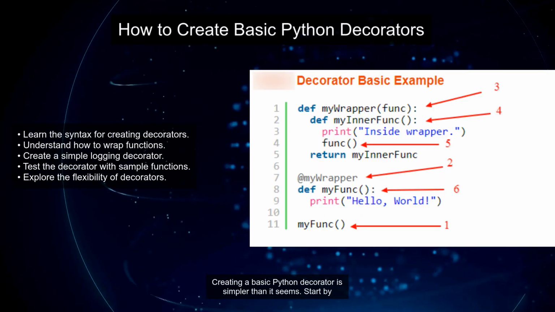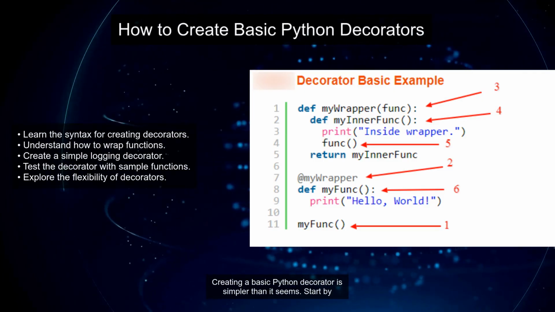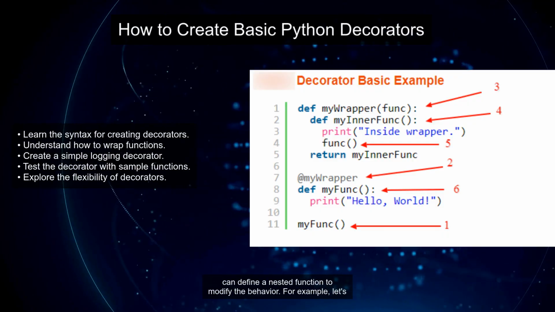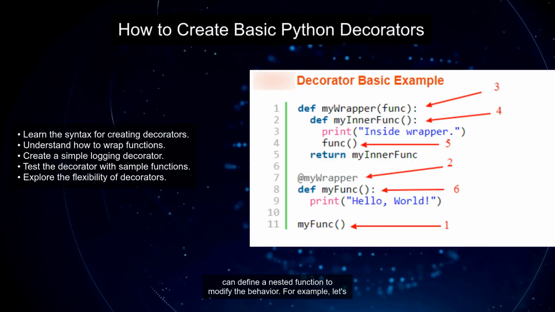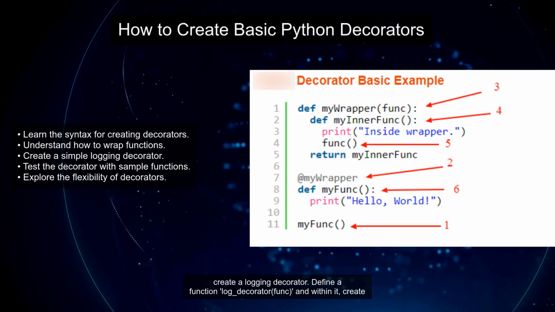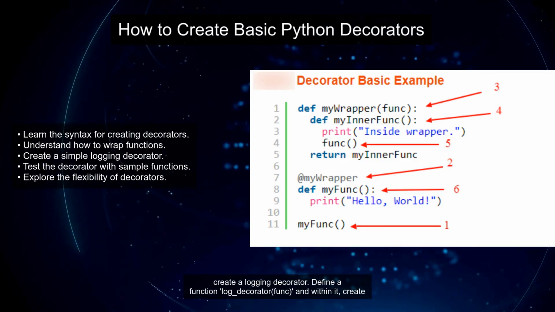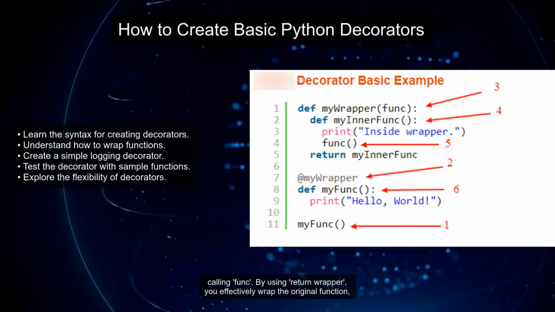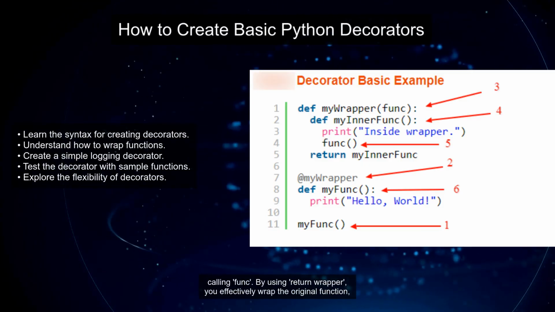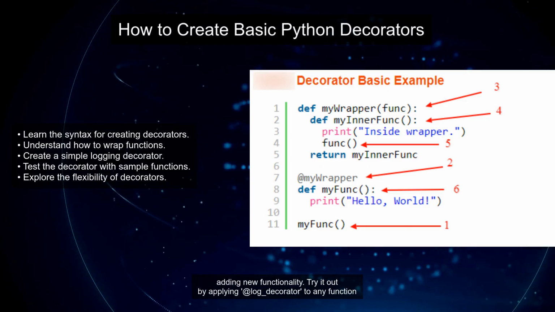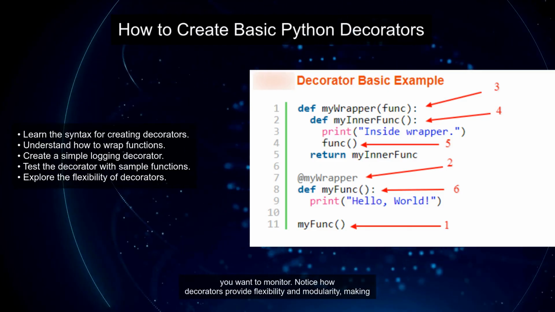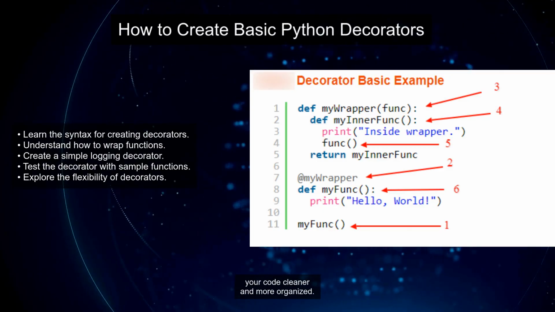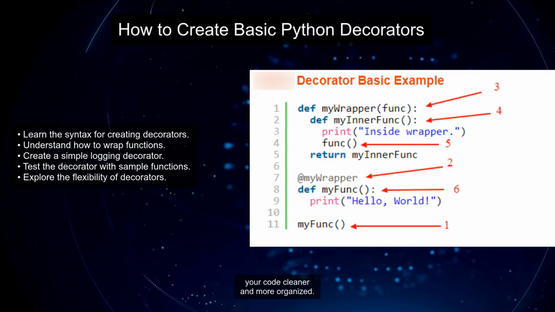Creating a basic Python decorator is simpler than it seems. Start by defining a function that takes another function as an argument. Inside, you can define a nested function to modify the behavior. For example, let's create a logging decorator. Define a function log_decorator(func) and within it, create a wrapper function. This wrapper can execute additional code before or after calling func. By using return wrapper, you effectively wrap the original function, adding new functionality. Try it out by applying @log_decorator to any function you want to monitor. Notice how decorators provide flexibility and modularity, making your code cleaner and more organized.